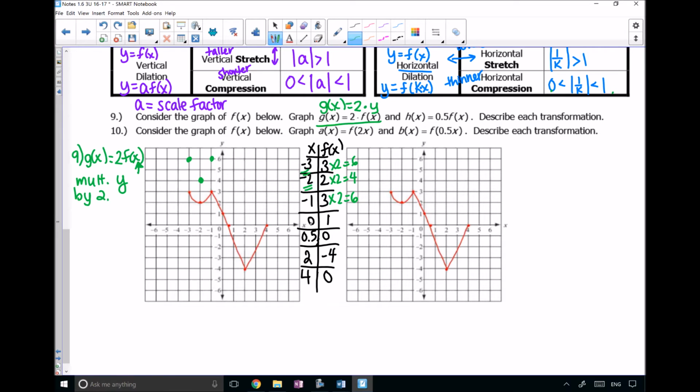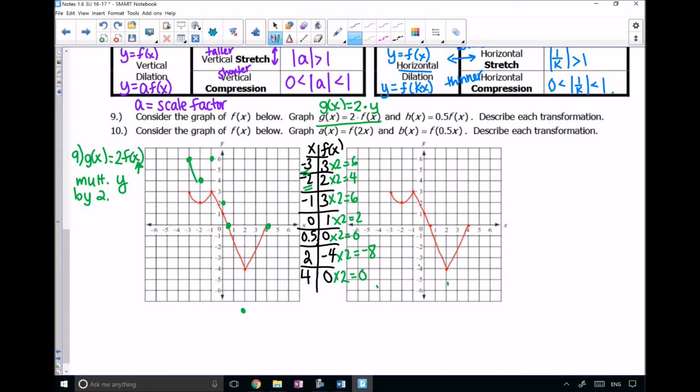Here, x stays the same at 0, but y gets multiplied by 2. So 1 times 2 is 2, so I go to 0, 2. Here, x stays the same, but y gets multiplied by 2, but luckily 0 times 2 is still 0, so this actually stays the same right here. Okay? Next one, the x stays the same again, 2 stays 2. -4 times 2 is -8, so I get -8 right here. So I go to 2, -8, and I have my point down there. Okay, and lastly, this 0 times 2 is simply 0, so this is where my graph is going to be right here.